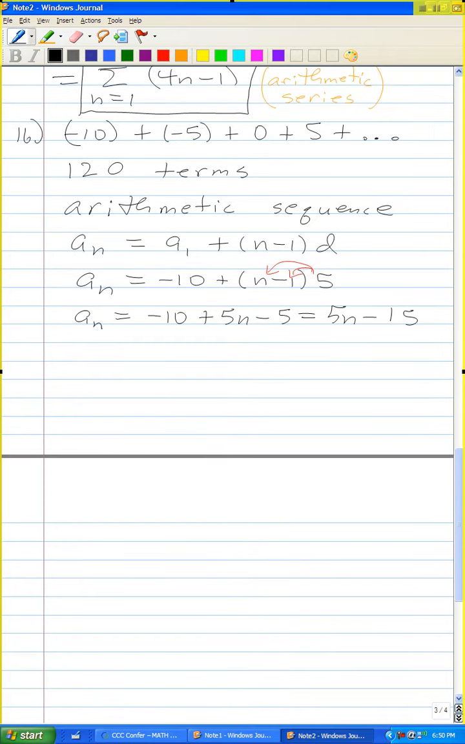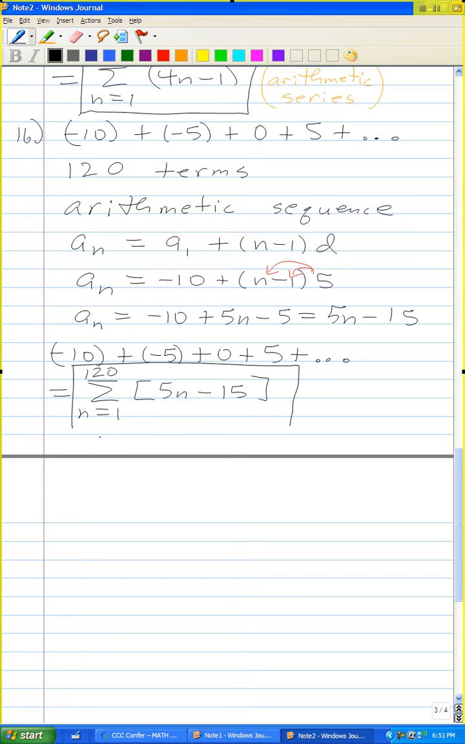So therefore, my arithmetic series can be written more compactly as the sum. In this case, again, we're counting starting at 1, so n equals 1, and we want 120 terms, so it goes up to 120. And each term is characterized by the following formula. It is just 5n minus 15. And that is how I write this in a more compact form.